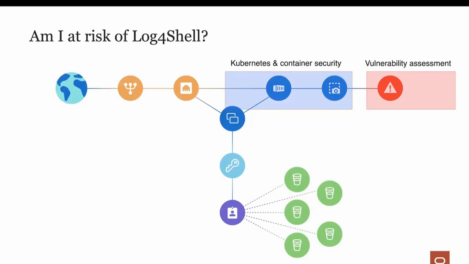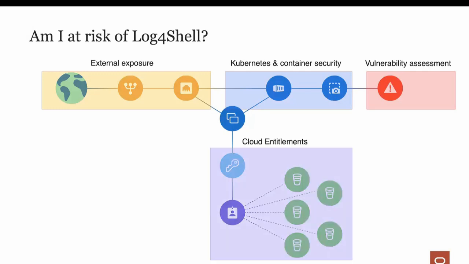Is it in a container? Do you have container security that's identifying it? Do you also have a machine that has external exposure to the internet where attackers could actually leverage it? And of those machines, whether you have virtual machines or containers, do you actually have any cloud entitlements or access to data from those machines? So being able to have the context of all of this information really tells you whether you're at risk.